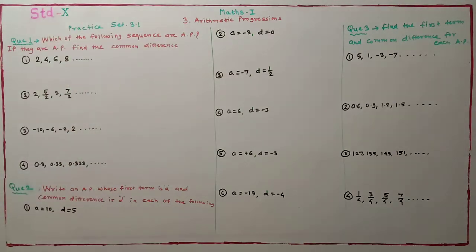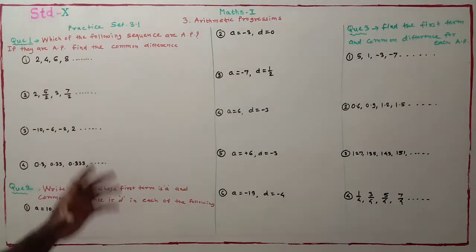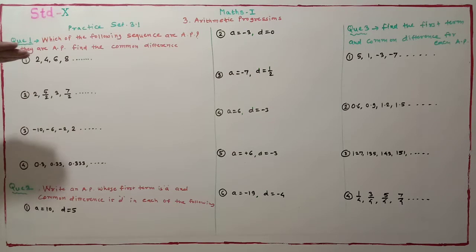In practice set 3.1, question number one is, which of the following sequences are AP? If they are AP, find the common difference. In this example, we first find the common difference. If the common difference is constant, then this sequence is called an arithmetic progression.